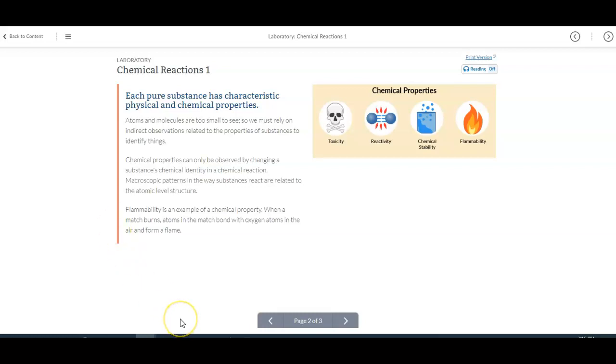So we're going to be looking at the indirect observation of flammability here to compare what happens in different situations and see what we're producing at the end of the chemical reaction.